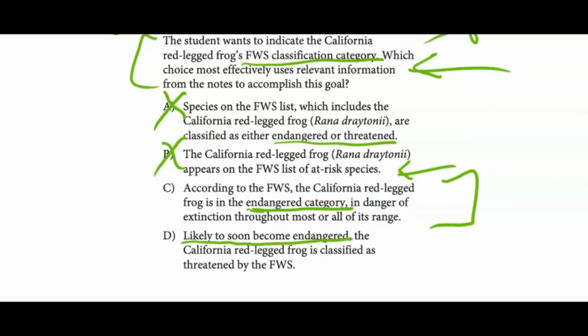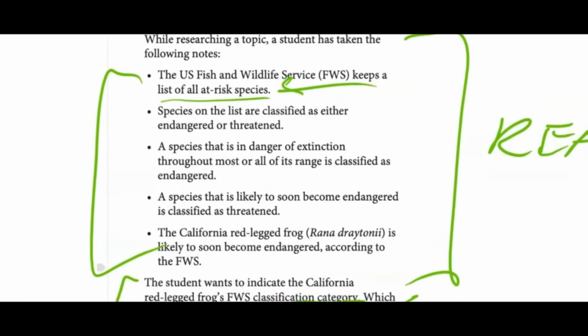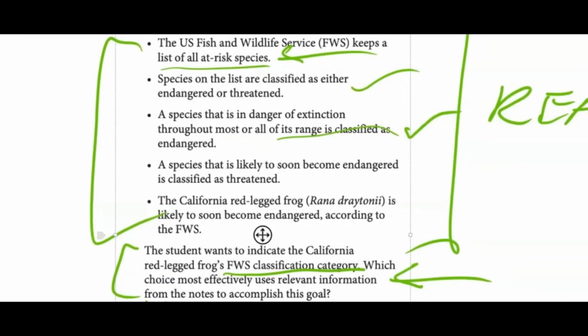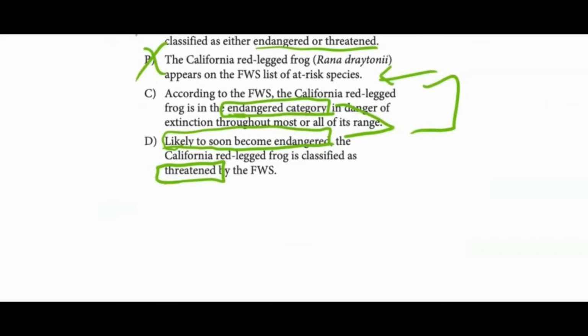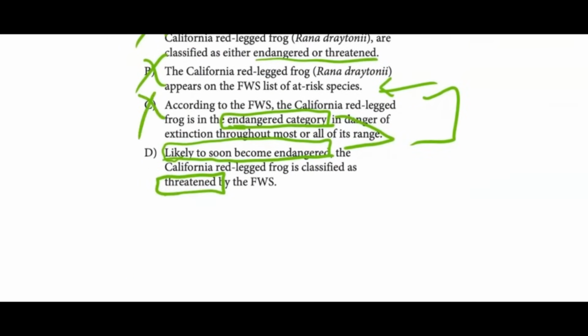D says likely to soon become endangered. The California red-legged frog is classified as threatened. All right, so this says it's classified as threatened, while this one says it is already in the endangered category. D also says it's likely soon to be in the endangered category, so we can make a comparison between these two claims. Is it endangered, or is it likely to soon be endangered? Well, let's read up here. It says species on the list are classified as either endangered or threatened. Yeah, we know that. Species that are in danger of extinction throughout most, a species that is likely to soon become endangered is classified as threatened. Okay, interesting. That could be relevant for D. And this last part says the California red-legged frog is likely to soon become endangered. All right. So that means that it cannot be answer choice C because it is likely to soon become endangered, which is directly stated in D.